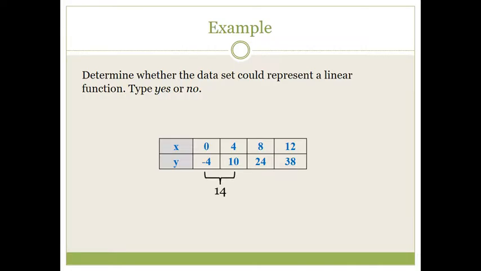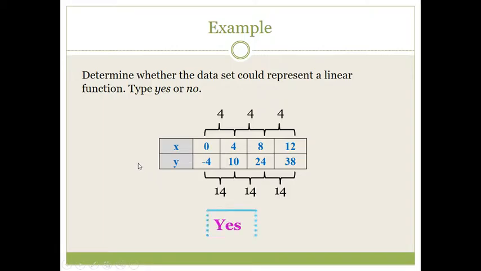Alright, so I'm going to go ahead and start evaluating what the change in y is. So here you notice that I take a point, the 10, and I subtract a -4 and I get 14. Then you can see that going from 10 to 24 is a change of 14, and going from 24 to 38 is also a change of 14. So we have a constant change in y. As long as we have a change in x that is also constant, then we can say that this is a linear function. And in this case, we're going up by 4 every time. So we say yes, it is a linear function.